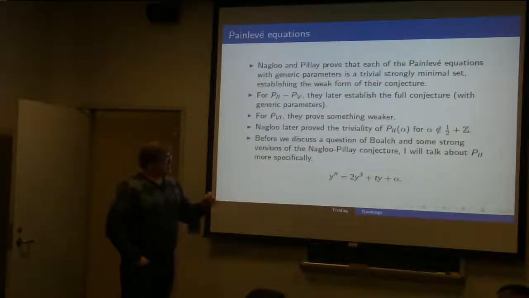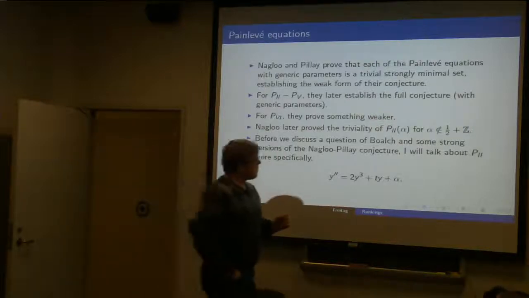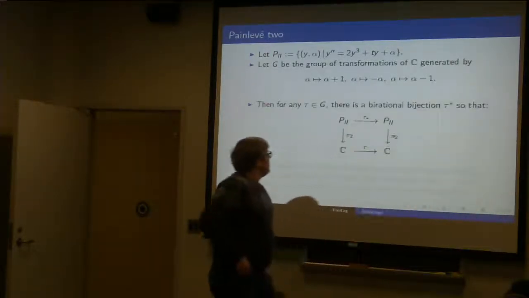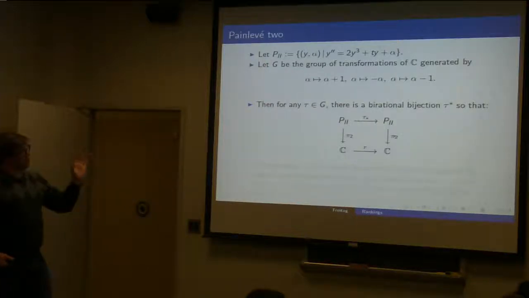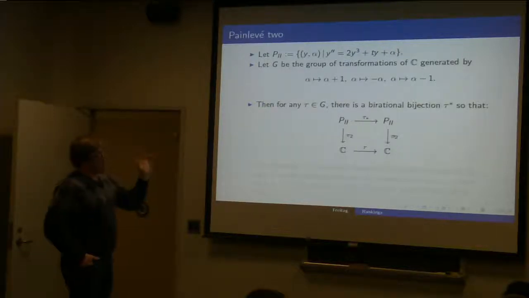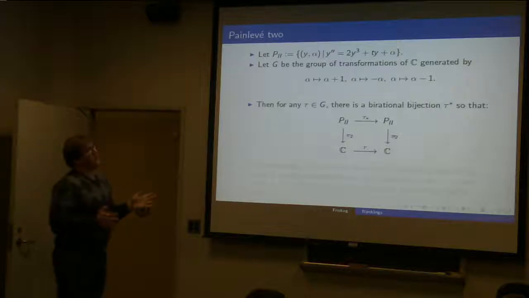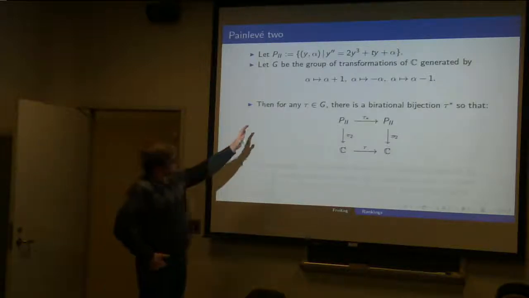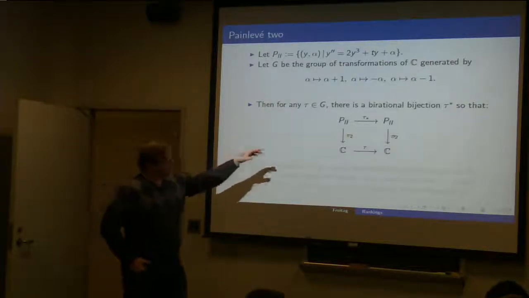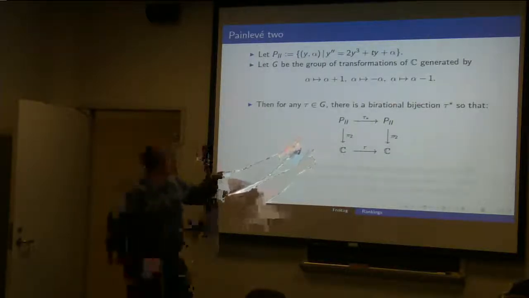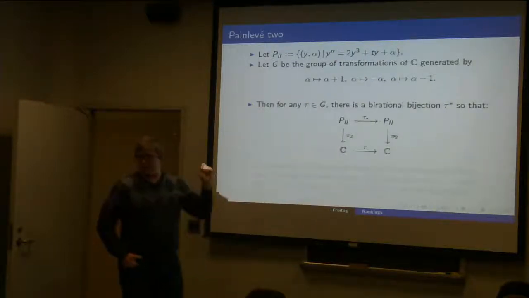So, here's the equation Painlevé 2, in case you don't remember. And we actually have a rather complete understanding of Painlevé 2 now. So G is going to be a group of transformations on the parameter space. Okay, so just shifting by 1, shifting by minus 1, and taking alpha to minus alpha. So the group generated there is like Z semi-direct product with Z mod 2Z or something like that, but you don't have to think of those terms. Then for any transformation in that group generated by G, we get the following commutative diagram. Okay, so act on the parameter space, and there's a corresponding birational bijection between the fibers of Painlevé 2.